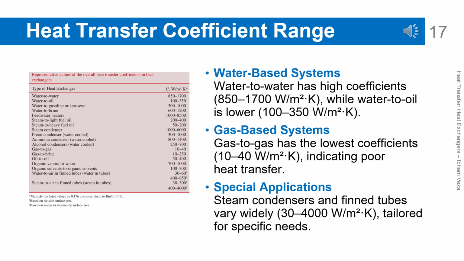Heat transfer coefficient range. This slide shows that heat transfer coefficient values vary widely depending on the type of fluid and process. Water-based systems have relatively high coefficients compared to gas-based systems. Gas-to-gas heat transfer has the lowest values due to gas physical properties. Special applications, such as steam condensers, can have very wide ranges. This information is important as a first guideline for design estimation.